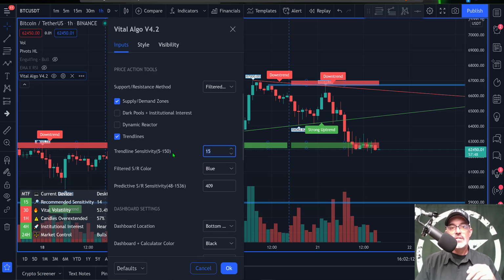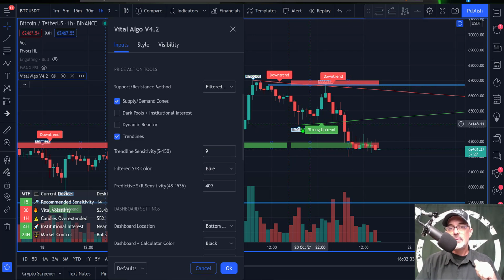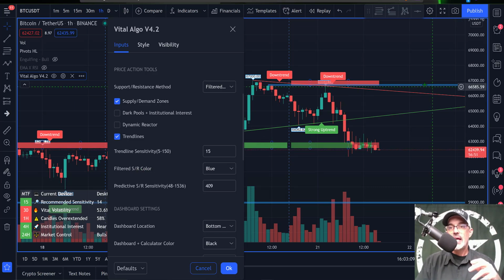So if I take the trend sensitivity down to, let's say, 9, now you can see the top trend line pretty much stayed the same, and it just bumped the lower trend line over because now it's only going back 9 periods rather than the 15. And then filtered SNR color is basically just changing the color of this line here. It's currently blue. That works for me.